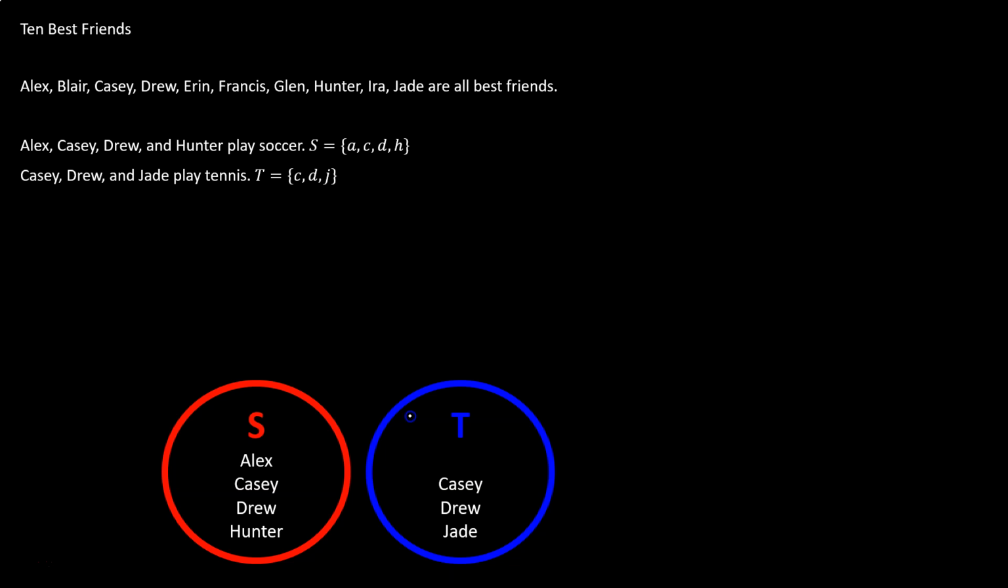Now looking at these 2 circles, the way that we have them drawn, they look disjoint. Disjoint means that they don't overlap. However, we can see that there are 2 people, Casey and Drew, that appear in both circles. So rather than give the illusion that these sets are disjoint, we want to represent that they are overlapping, that they contain some of the same people.